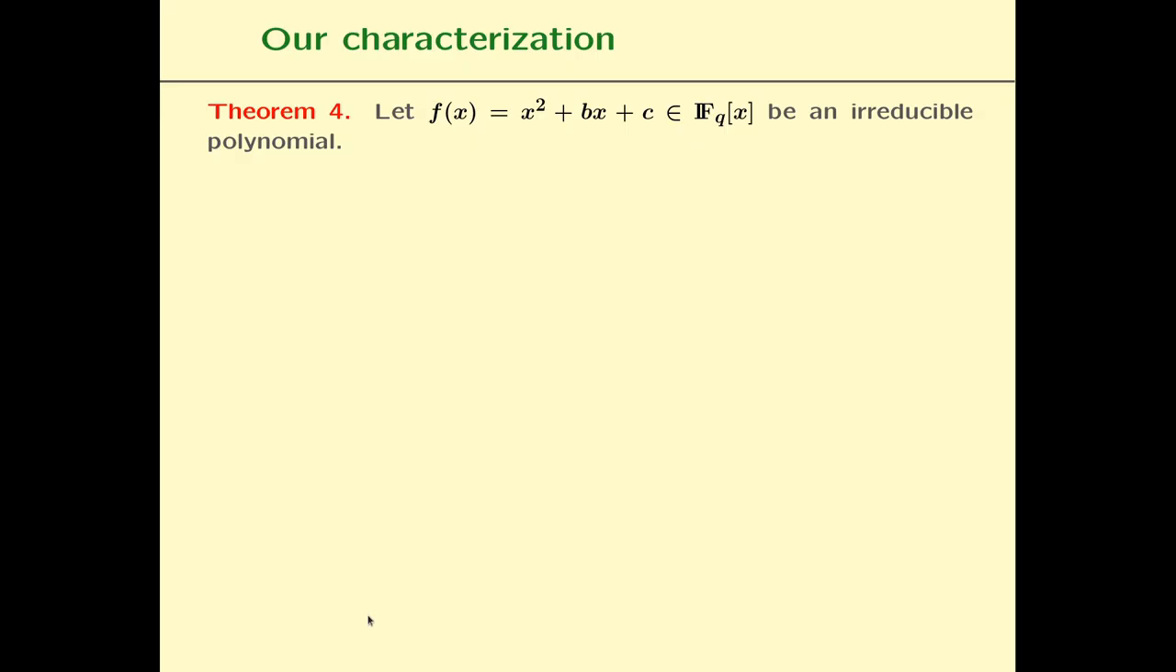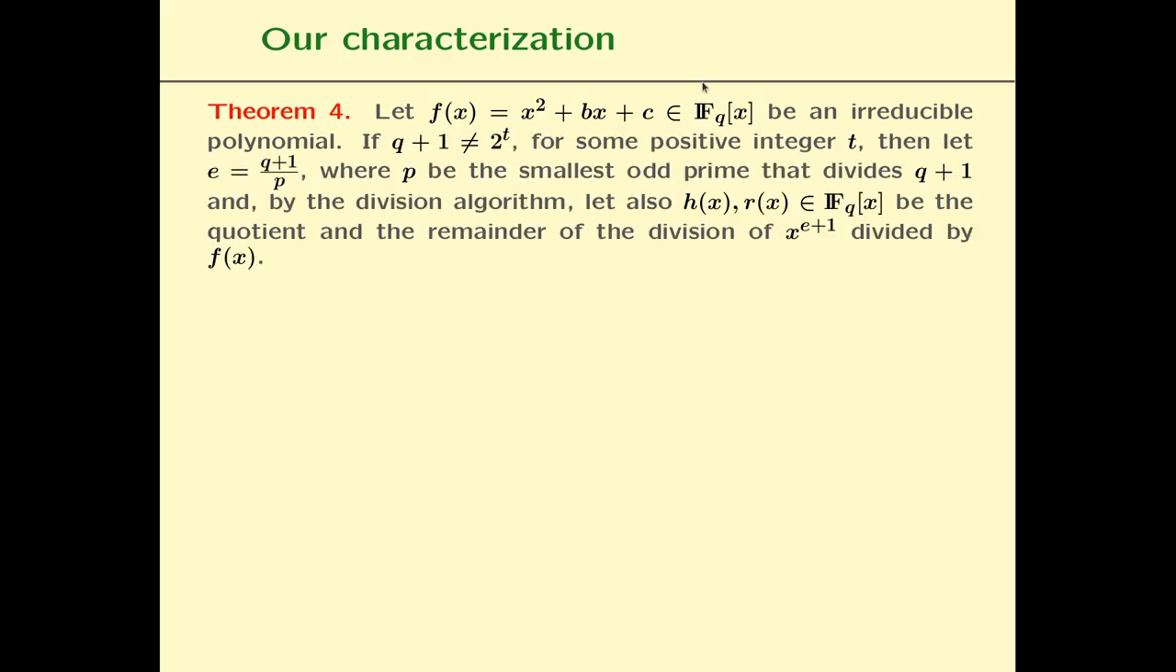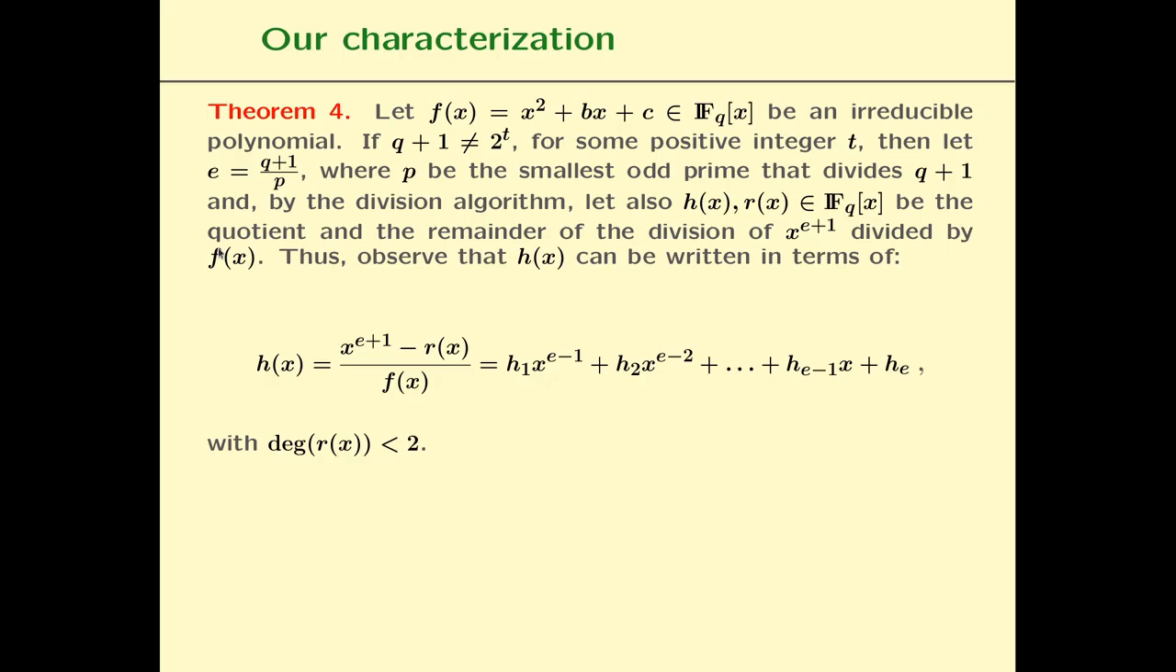Thus, let f(x) = x² + bx + c be an irreducible polynomial over the finite field Fq. Now, if q + 1 is not a power of 2, then we take the integer e given by (q + 1)/p, where p is the smallest odd prime number that divides q + 1. And by the division algorithm, we also take the polynomials h(x) and r(x) to be the quotient and the remainder of the polynomial division of x^(e+1) divided by the polynomial f(x). Thus, observe that our polynomial h(x) can be written by means of this polynomial division.